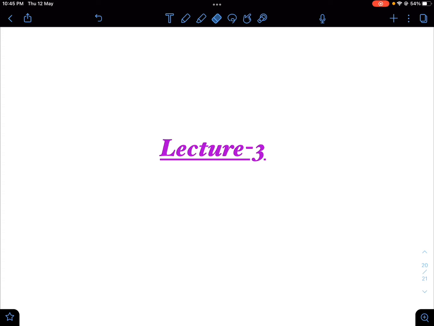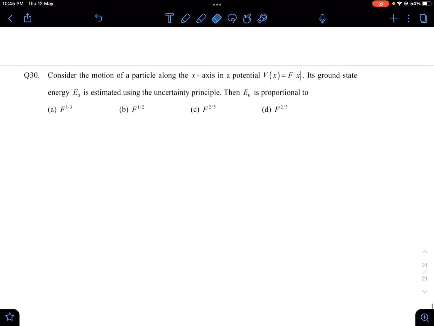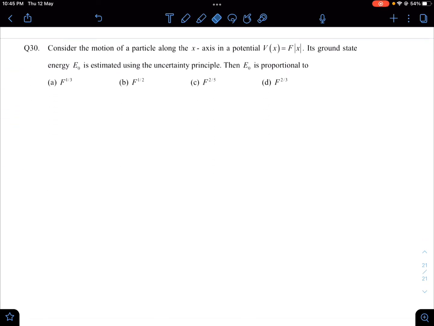So let us proceed. This is the first problem we are going to discuss. The problem is: consider the motion of a particle along the x-axis in a potential F mod x.